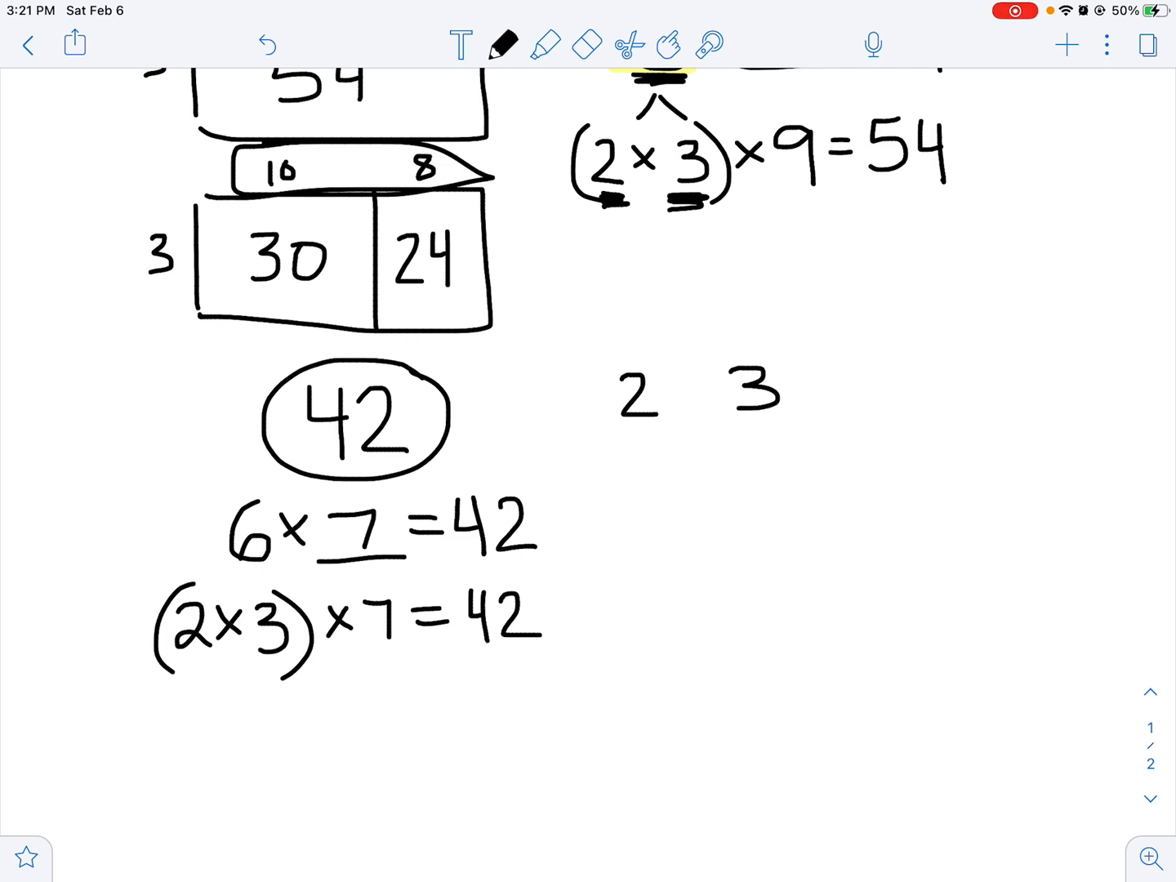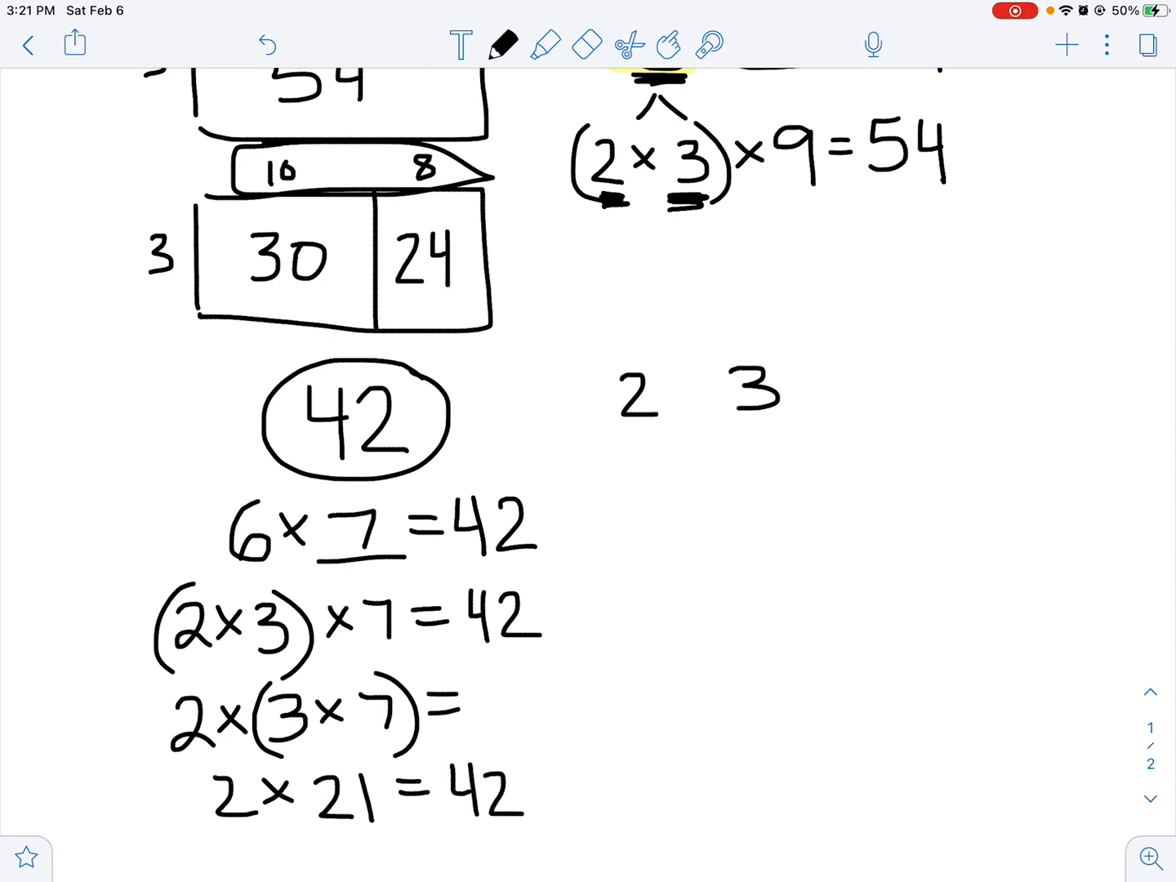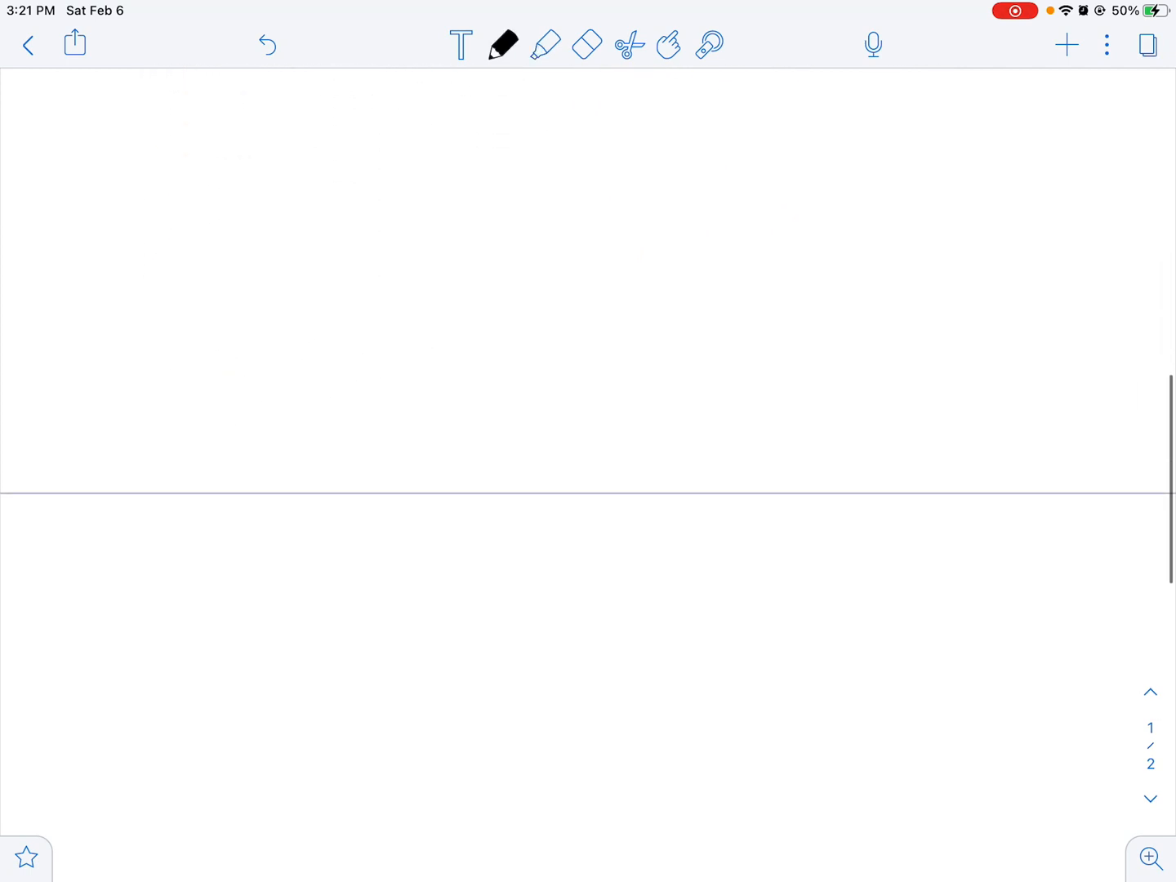But let's just check. Let's reorganize our parentheses. 2 times 3 times 7. What is 3 times 7? Well, it's 21. And what is 2 times 21? It's 42. So it does work. Okay? So now we've determined, because we knew 6 was a factor of 42, we also knew 2 and 3 were factors of 42. Let's take a look at one last one.